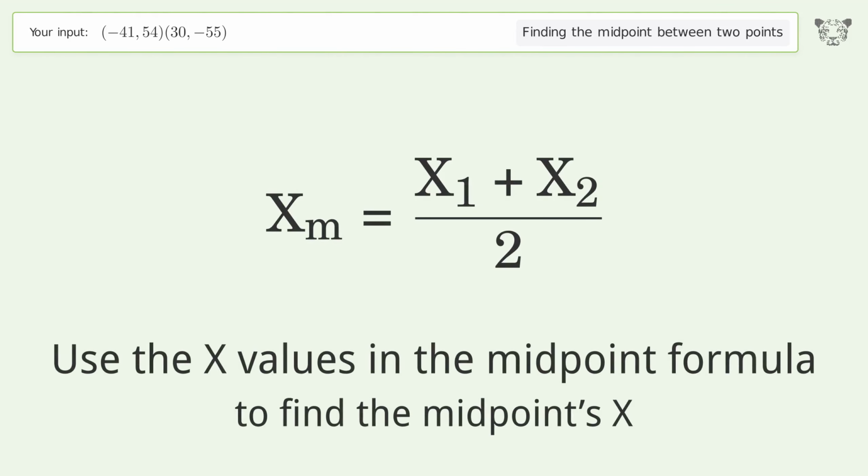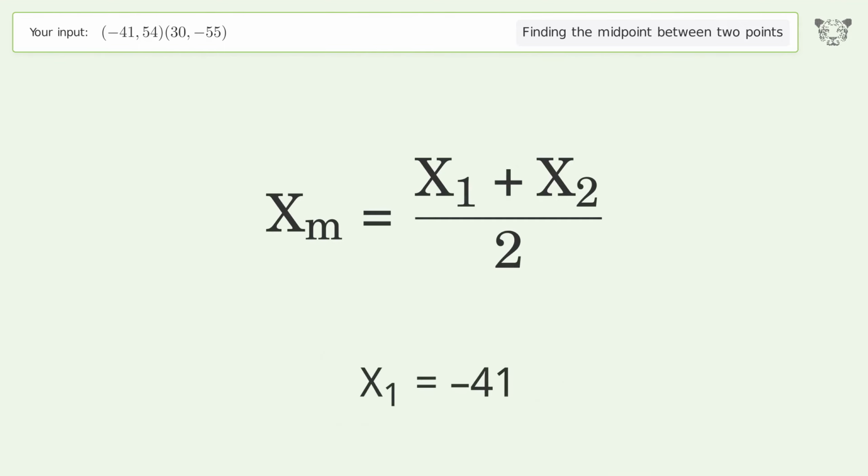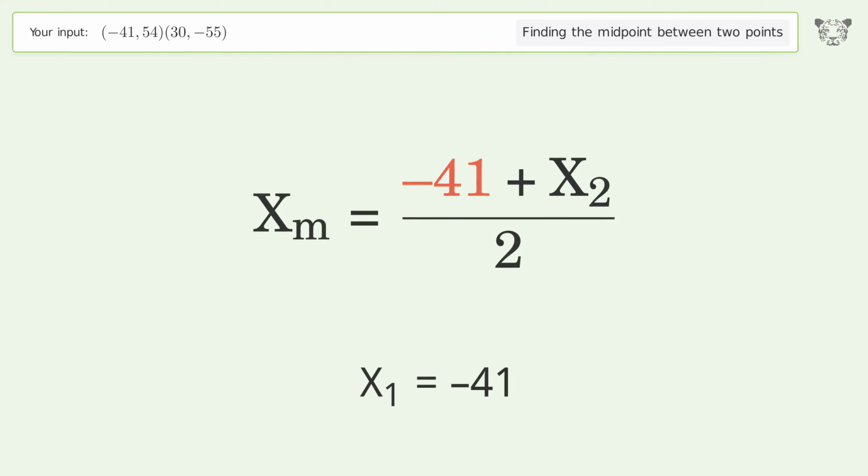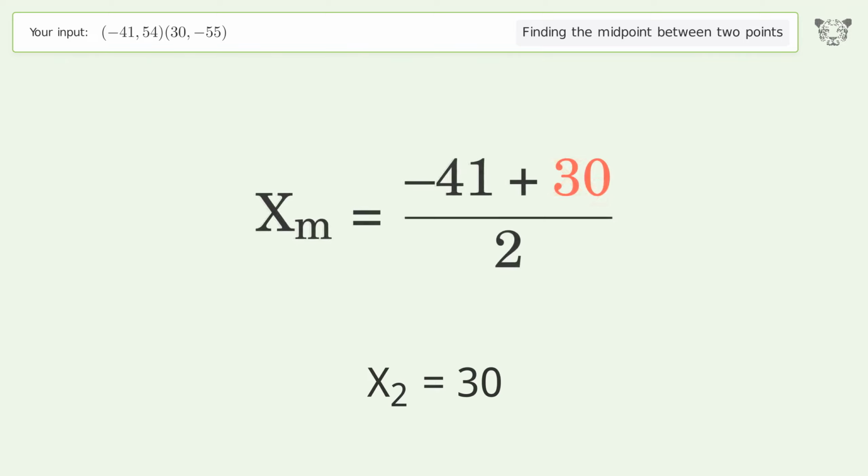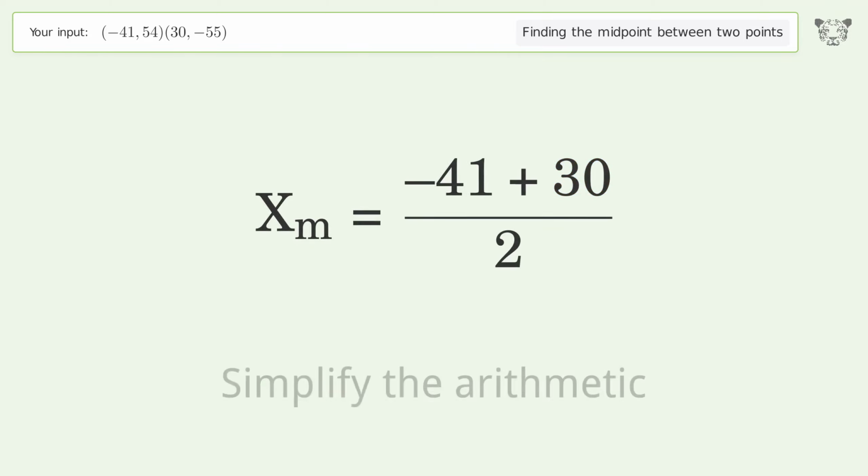Use the x values in the midpoint formula to find the midpoint's x. x1 equals -41. x2 equals 30. Simplify the arithmetic.